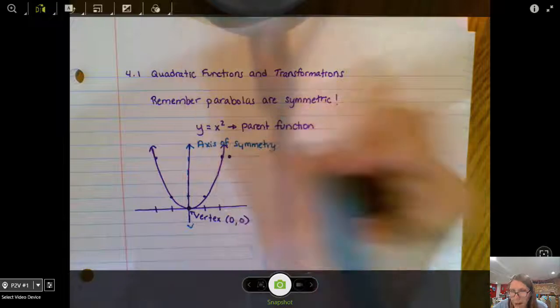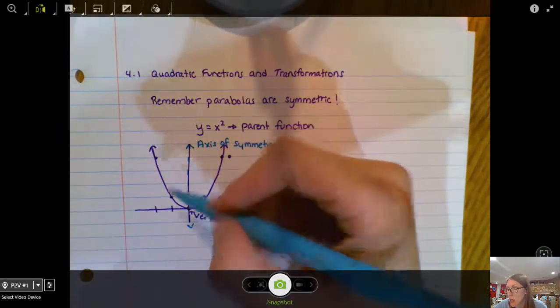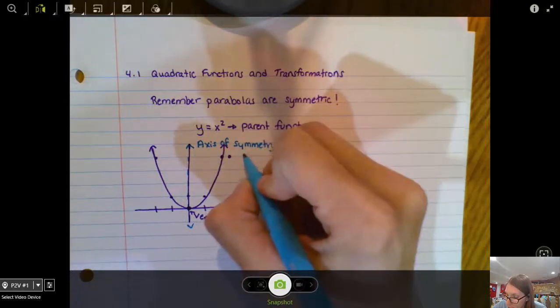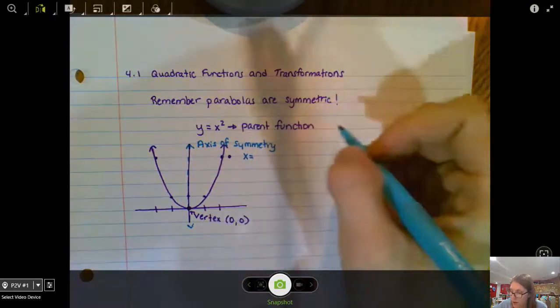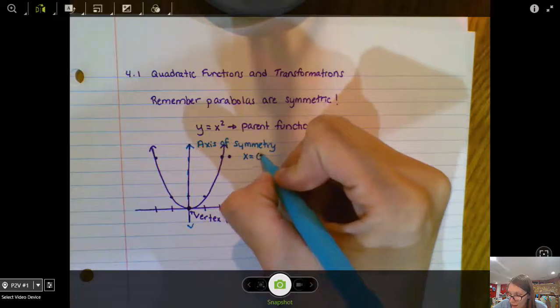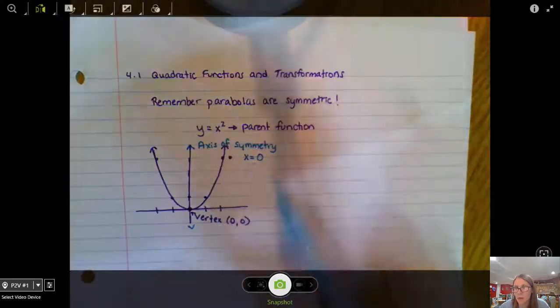Now, how would we write an equation for this line? How would we write an equation for our axis of symmetry? Well, it's a vertical line. Vertical lines are in the form x equals something. And what is our x value? Well, our x value is 0. So the axis of symmetry for our parent function, y equals x squared, is x equals 0.